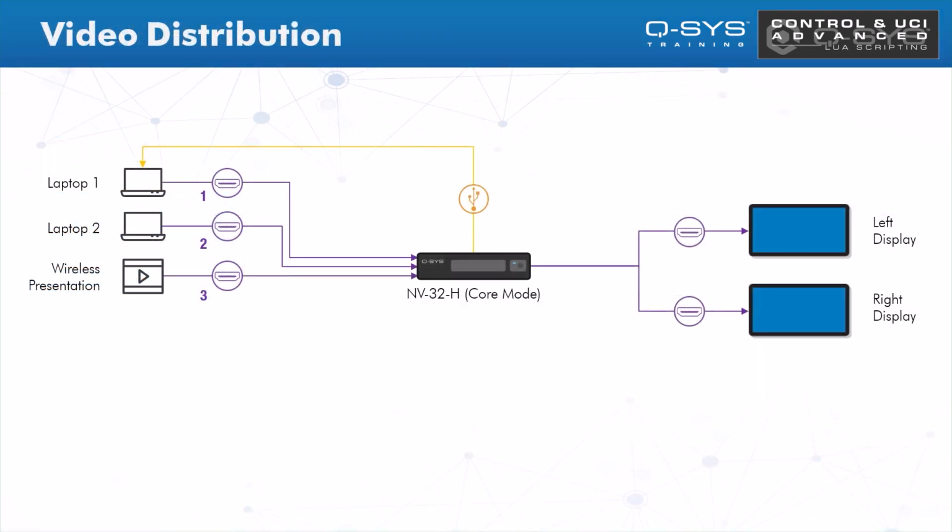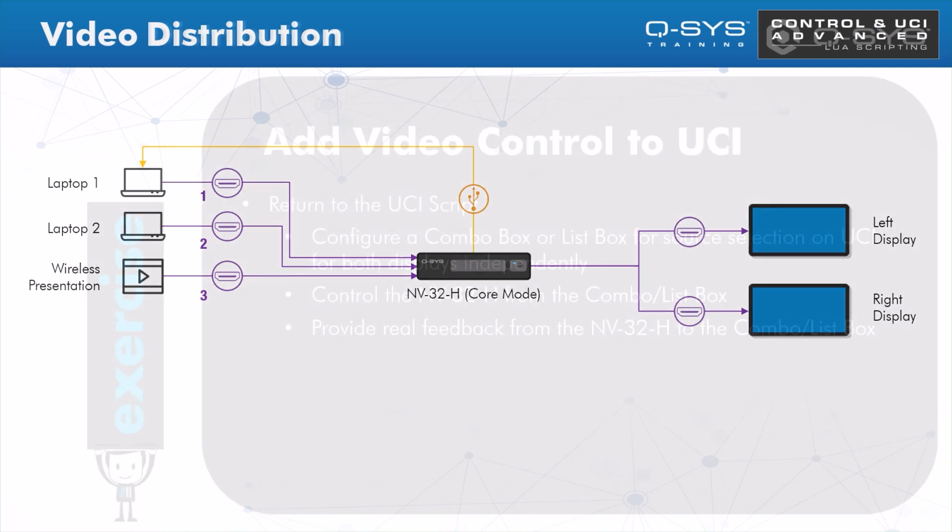You may recall that our video system works like this. We have 3 HDMI inputs. We have 2 HDMI outputs. Input number 1 is laptop 1. Input number 2 is laptop 2. And input number 3 is the wireless presentation system. And of course, the outputs are going to the left and right displays.